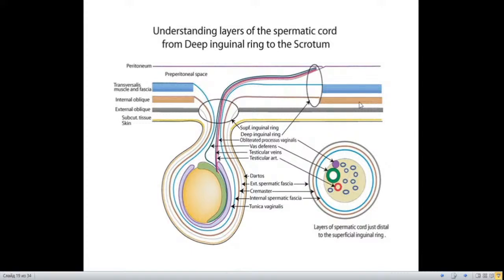You have to know what the tunica dartos is, how it derives, what its equivalent in the anterior abdominal wall is, the external spermatic fascia, cremasteric muscle, internal spermatic fascia, vaginal tunic, and so on.